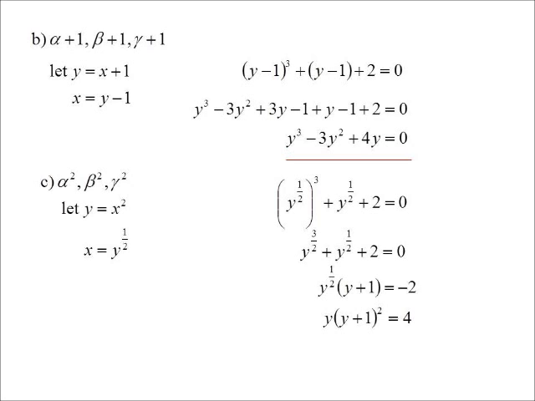So, squaring, tidying up, grouping our terms, there it is: y cubed plus 2y squared plus y minus 4. So the solutions to this equation will be the squares of the solutions to the original equation.